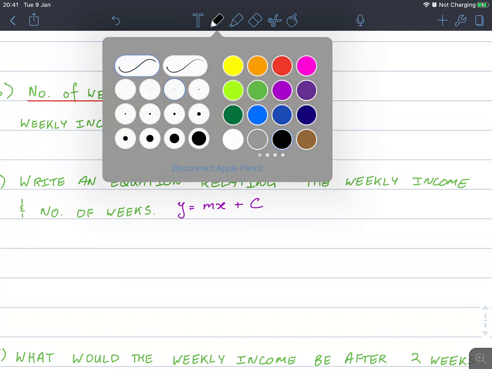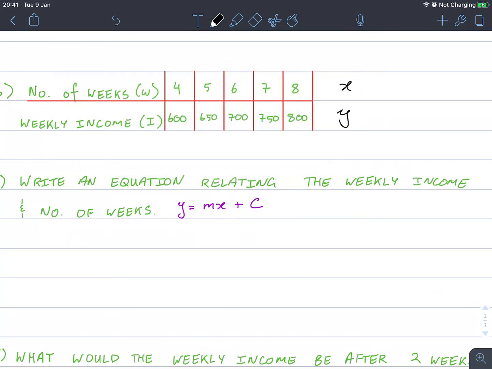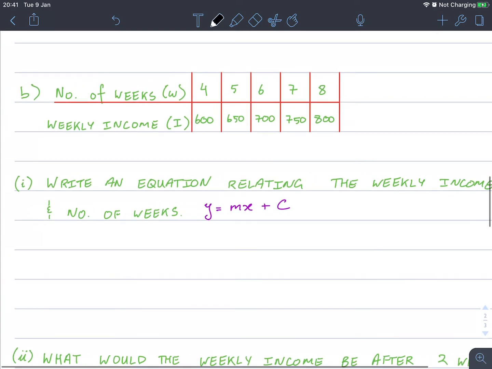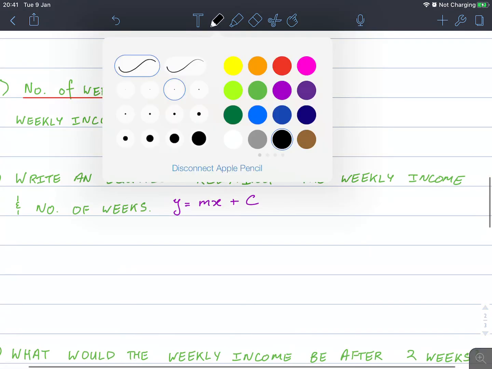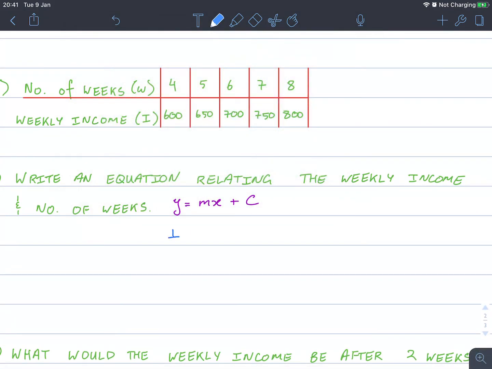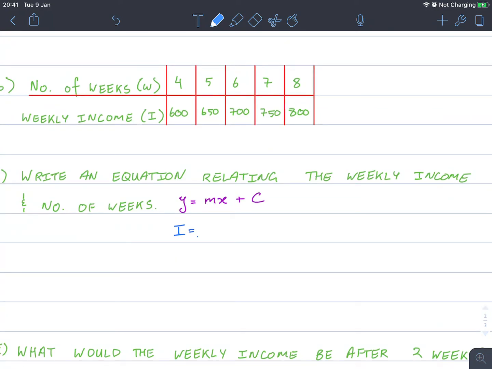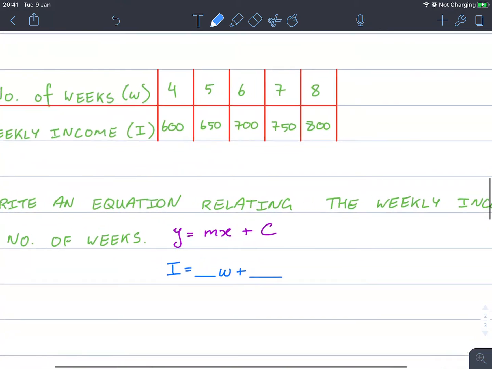And now, a little quick trick I can show you here. Our table of values is usually shown as x, y, like so. Now, it's very clear to see that this is going to be our x, and this is going to be our y. So our y value is no longer y, it's going to be I for income, weekly income, is equal to m. We don't know what that is yet, so I'm going to leave that blank. Our x values are going to be w plus c. We don't know what that is. Once again, I'm going to leave that blank. So let's take a look.